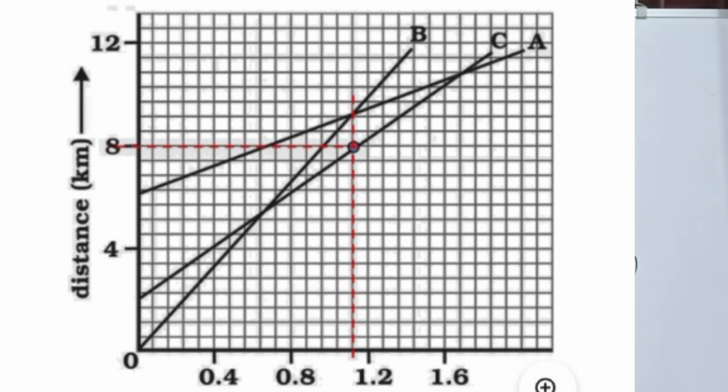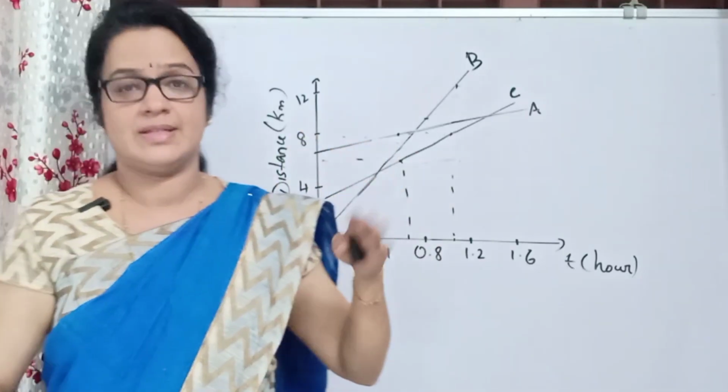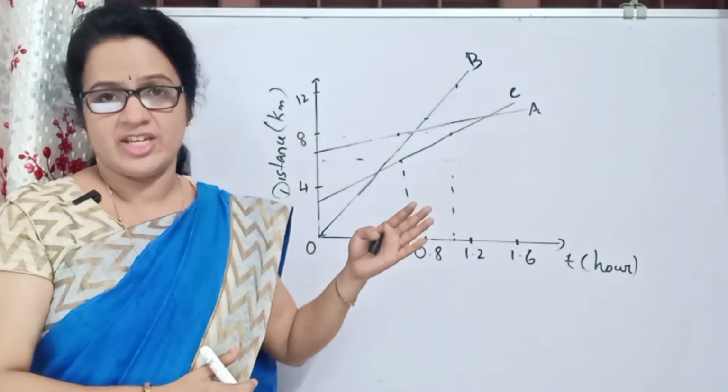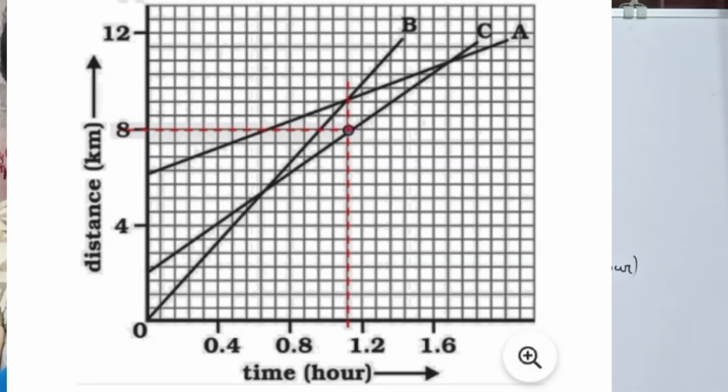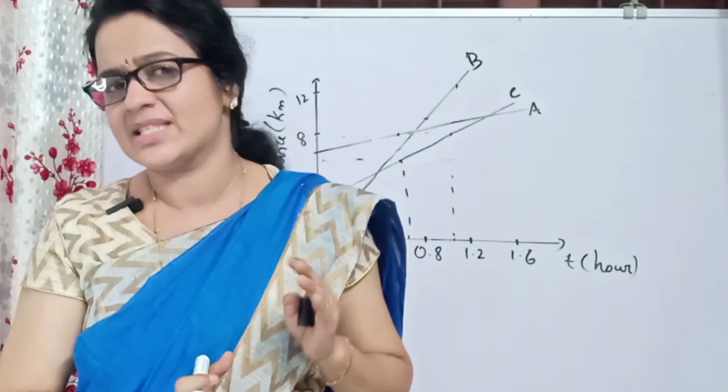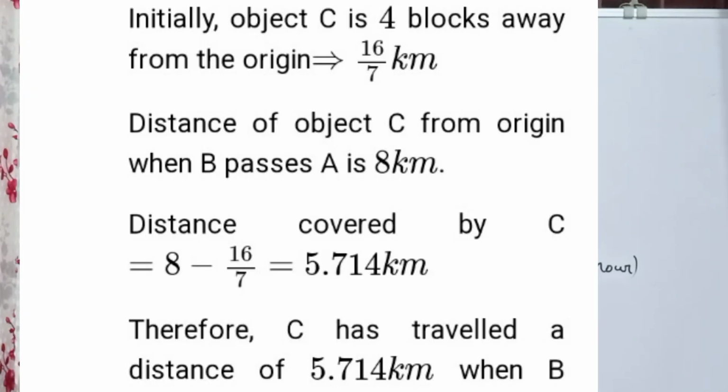Initially we are told that only B has traveled starting from rest. The initial distance was 0 for B only, but for C we can see there are 4 blocks away from the origin. So how much distance might it have moved? That is 4 into 4 by 7 kilometers, which is 16 by 7 kilometers initially.